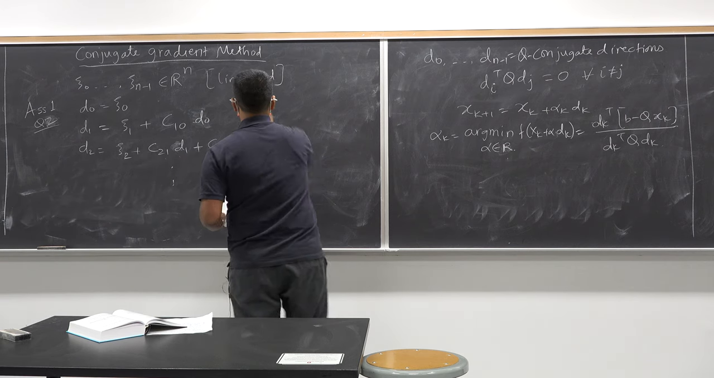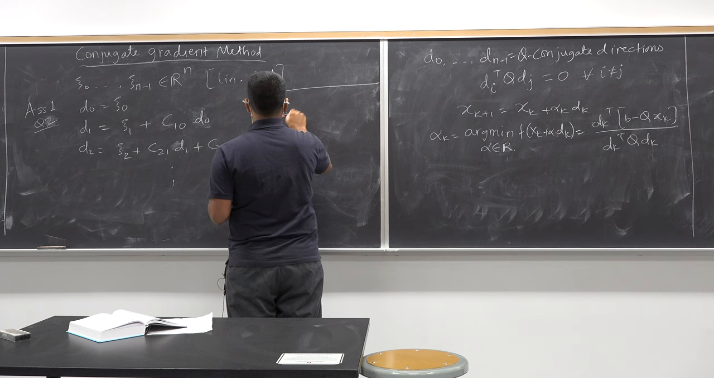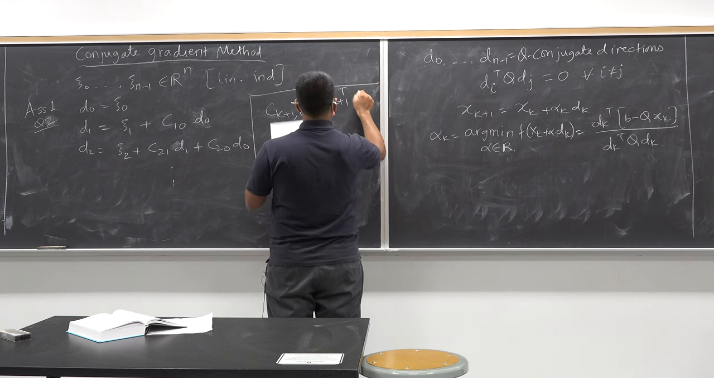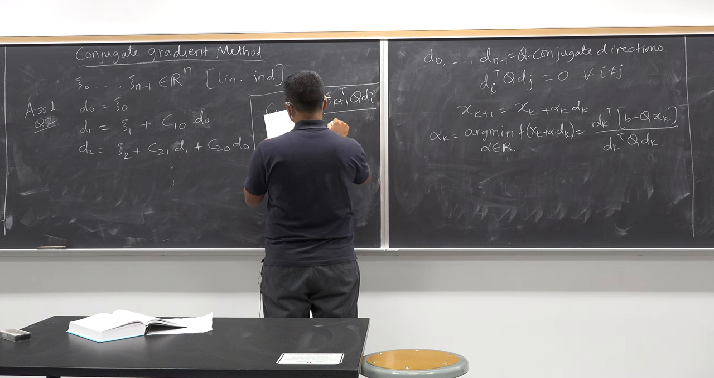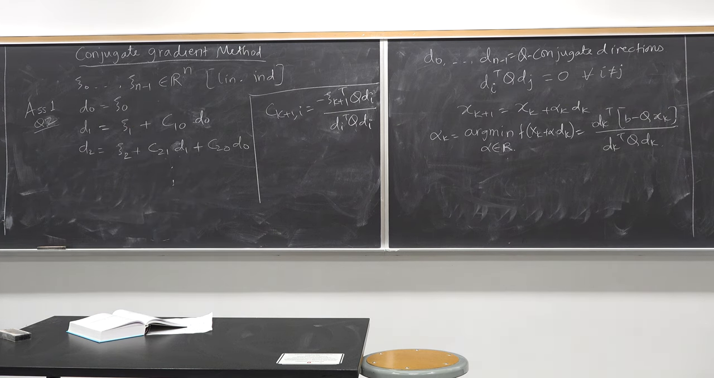And the result was, since everyone has submitted the assignment, I can tell you what the result is. c_{k+1,i} is equal to minus c_{k+1} transpose Q d_i over d_i transpose Q d_i. Does this expression look correct? Okay. Good.